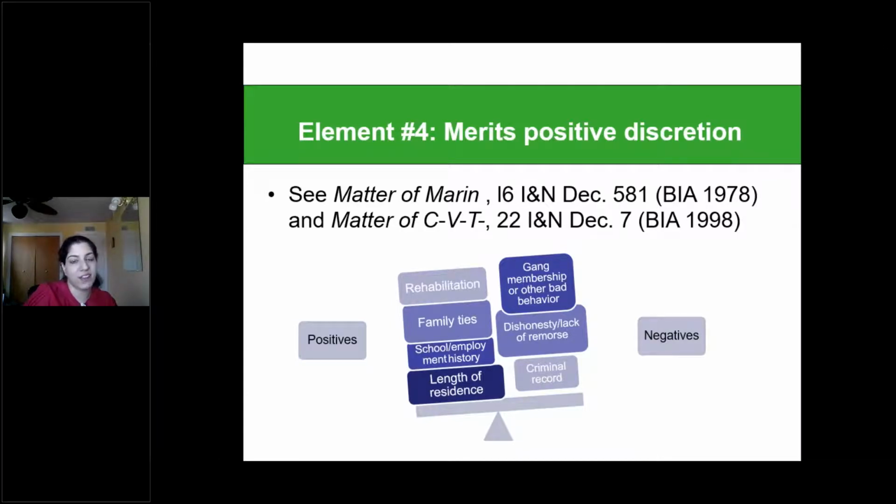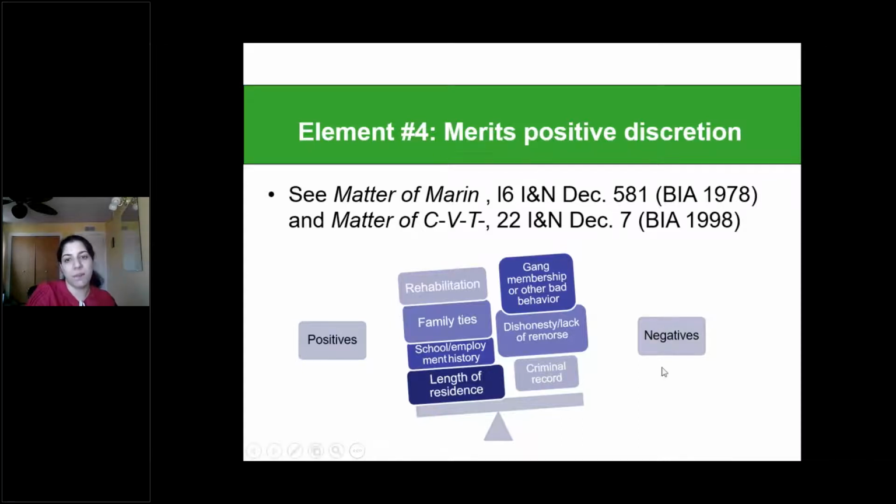And of course, things like having a long history in the US, particularly since a young age, school and employment history, lots of family ties, and being able to show remorse and rehabilitation for criminal history can weigh in your favor. Whereas, of course, your criminal record, being dishonest, not taking responsibility, other bad behavior, not paying child support, not paying taxes, things like that would be negative factors that would weigh against an applicant.